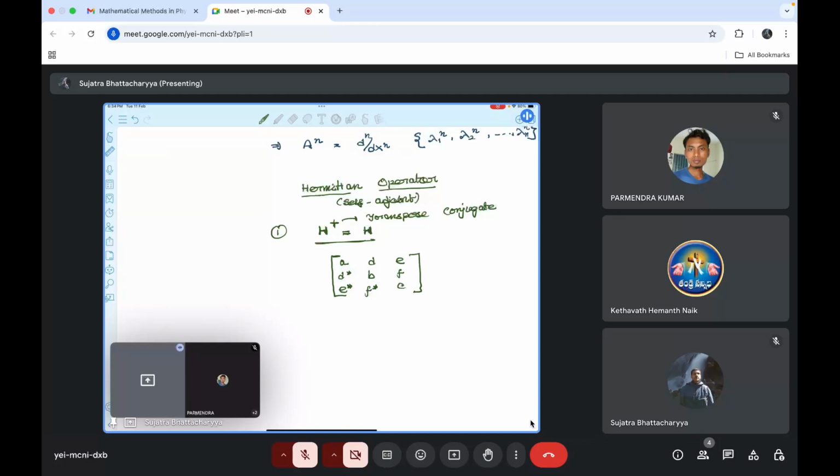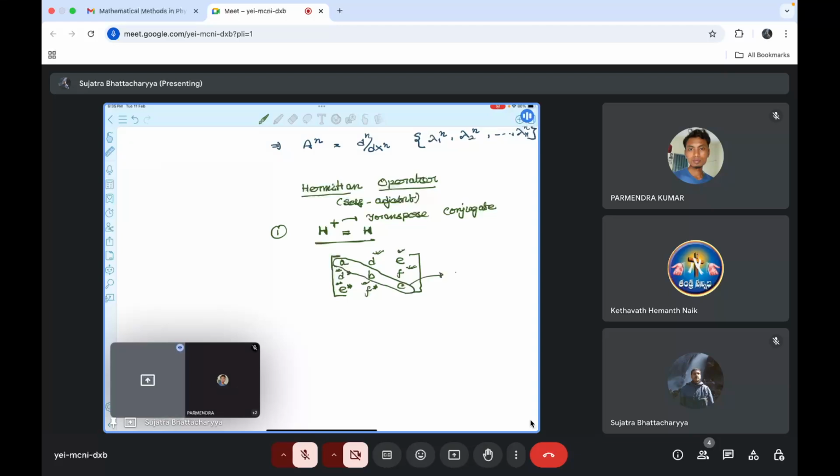Okay. So what is happening is that look at these elements D, E, F. These elements are the complex conjugate of those D, E, and F. So you will see that the upper triangular part of the matrix and the lower triangular part of the matrix are exactly the complex conjugate of each other. Number one.